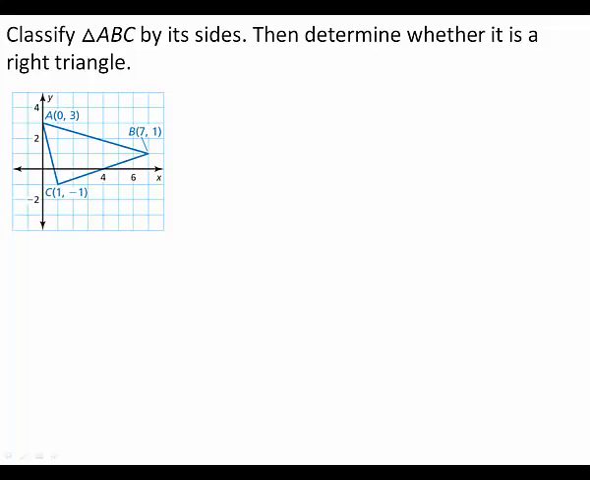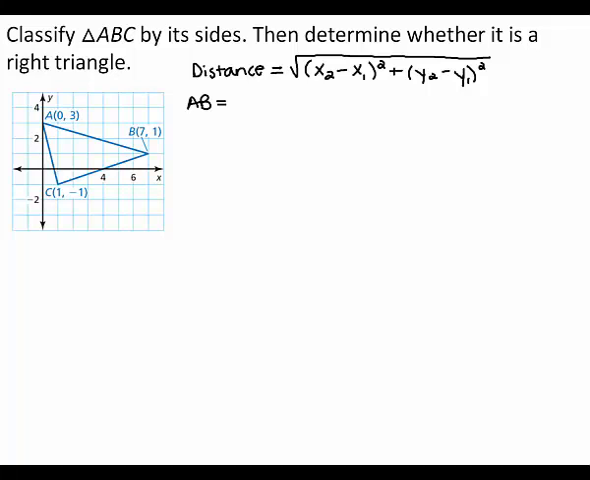Classify triangle ABC by its sides, then determine whether it is a right triangle. To classify triangle ABC by its sides, you first need to find the length of each side in order to determine if any of the sides are congruent. You can find the length of each side using the distance formula.